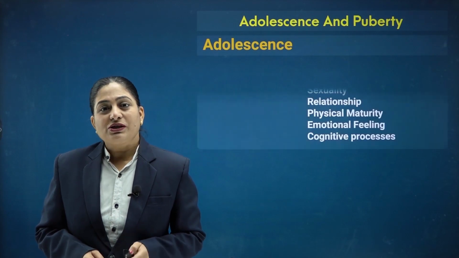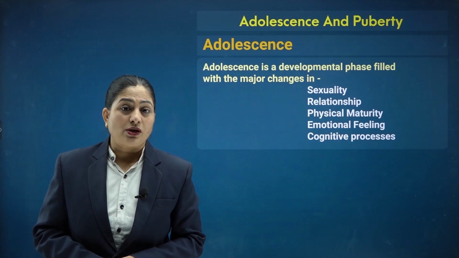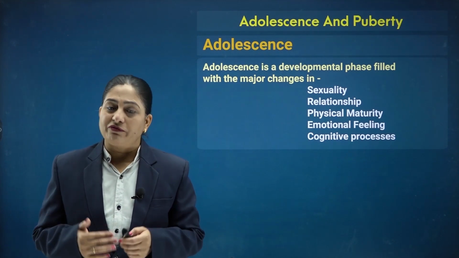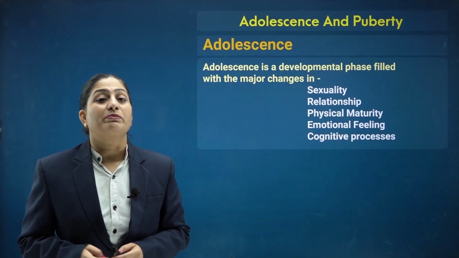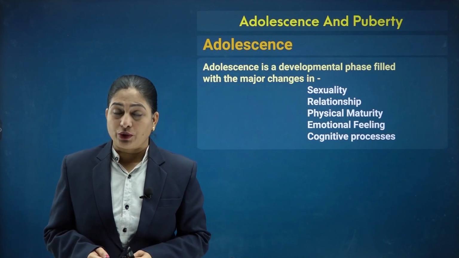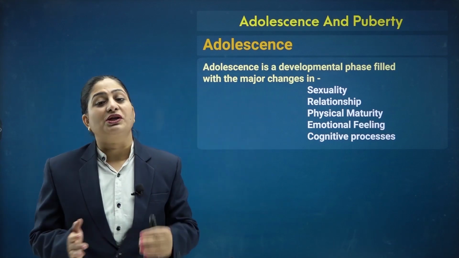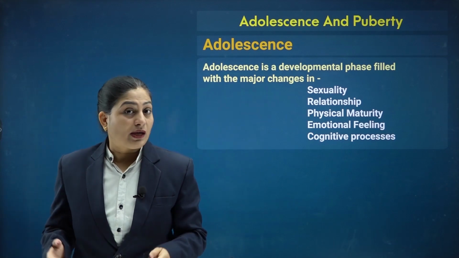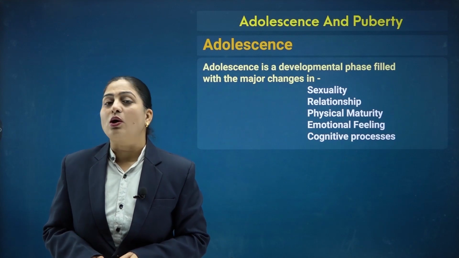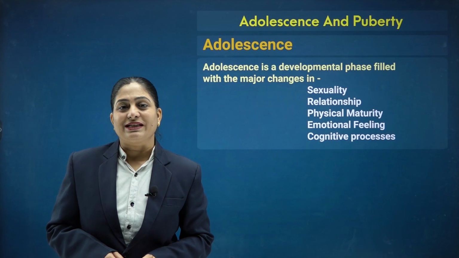Now, we'll talk in detail about adolescence. Adolescence is a developmental phase that is filled with major changes. All those major changes that we observe during adolescence relate to sexuality. It includes relationships, physical maturity and emotional feelings along with cognitive processes. So let us discuss all these points in detail.